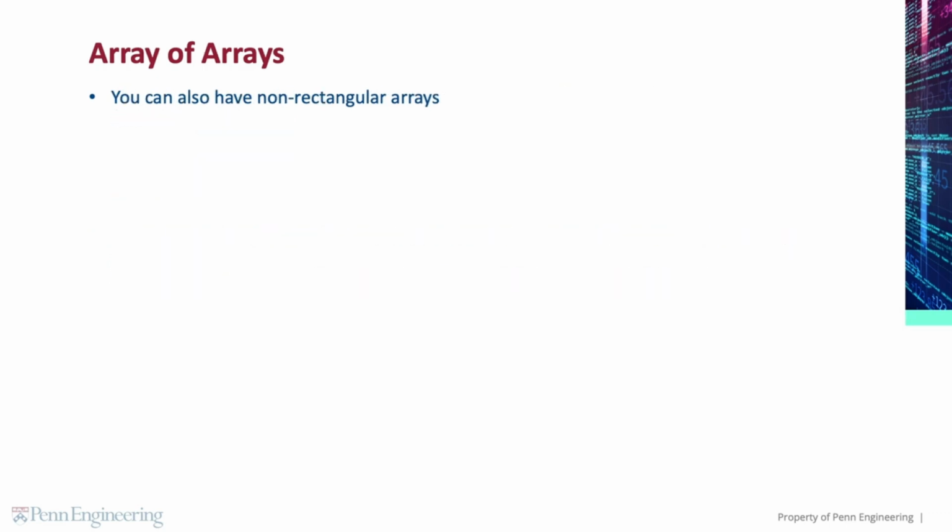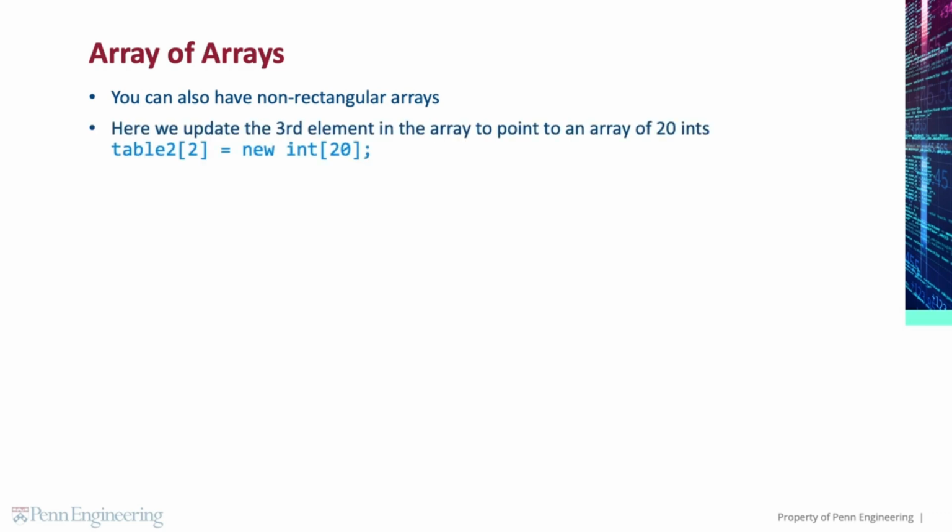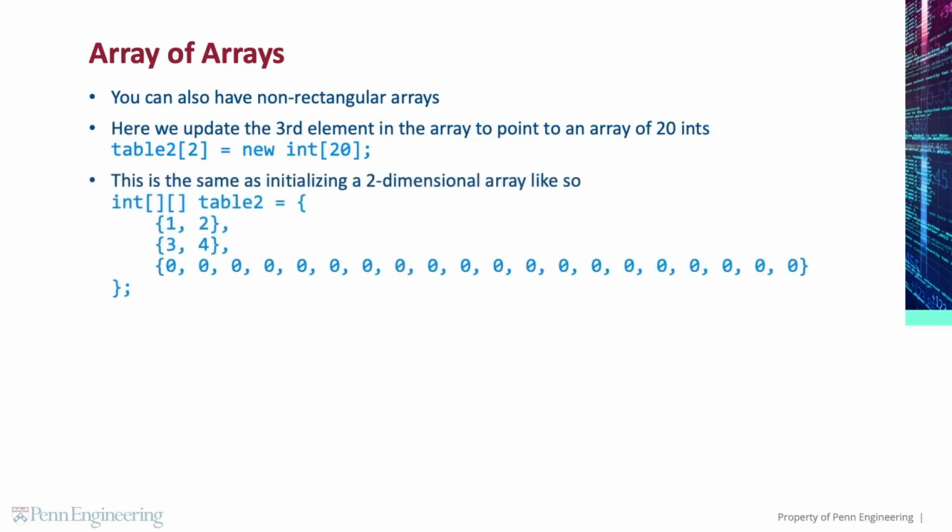You can also have non-rectangular arrays. Here we update the 3rd element in the array to point to an array of 20 ints. This is the same as initializing a 2-dimensional array like so. The first 2 arrays have 2 elements, and the 3rd array has 20 elements.